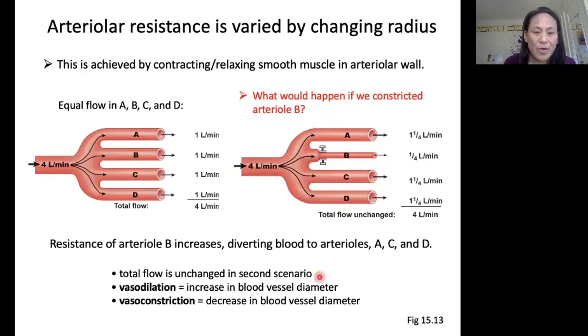I've already made the point that the total flow is unchanged in the second scenario. I also want to bring up these terms that I think you already know and that I've mentioned at some point in this class. Vasodilation means an increase in blood vessel diameter. Vasoconstriction means a decrease in blood vessel diameter.